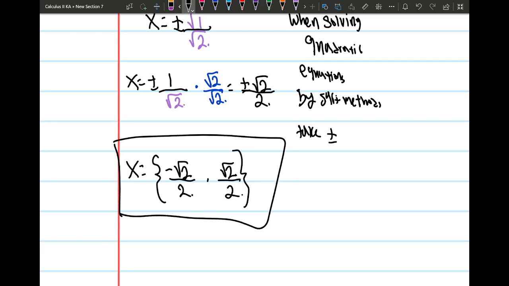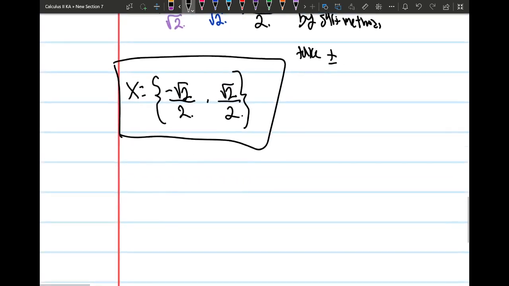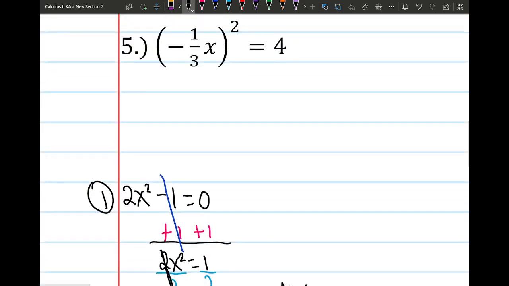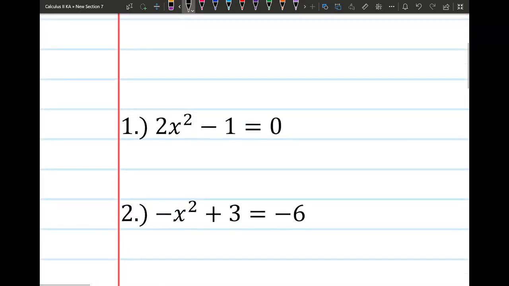It depends on how they want you to write it. You can also write it as x equals negative square root of 2 over 2 and square root of 2 over 2, or x equals negative square root of 2 over 2, or x equals square root of 2 over 2. It doesn't matter, as long as you list both answers, that's fine. So now that is the first problem.